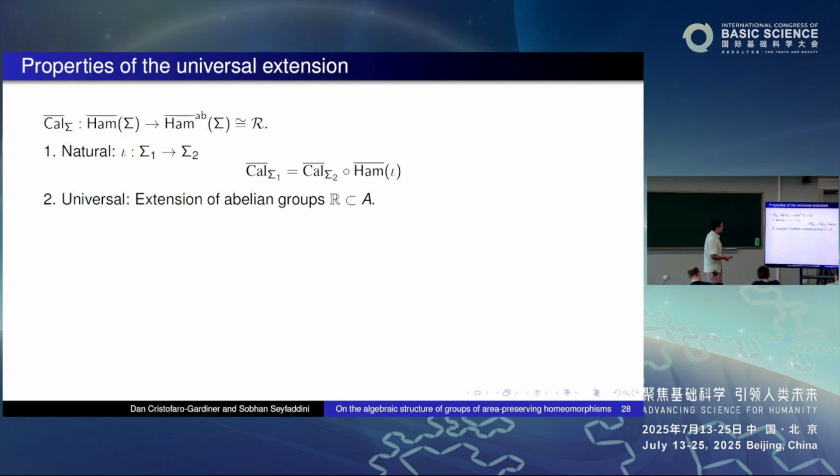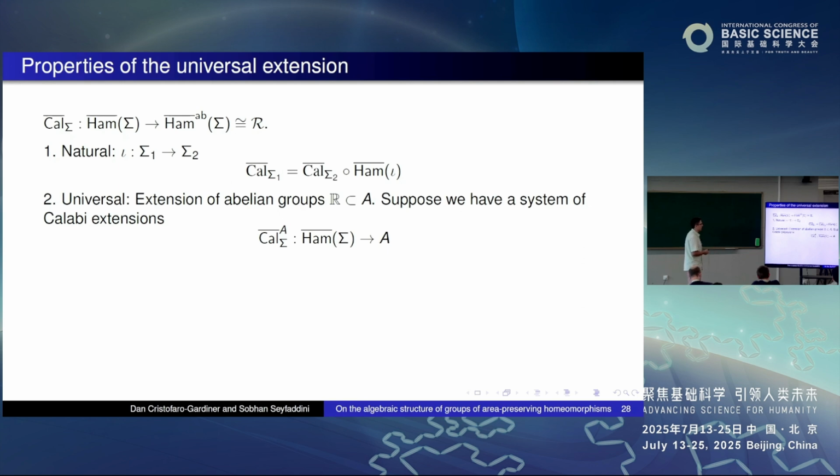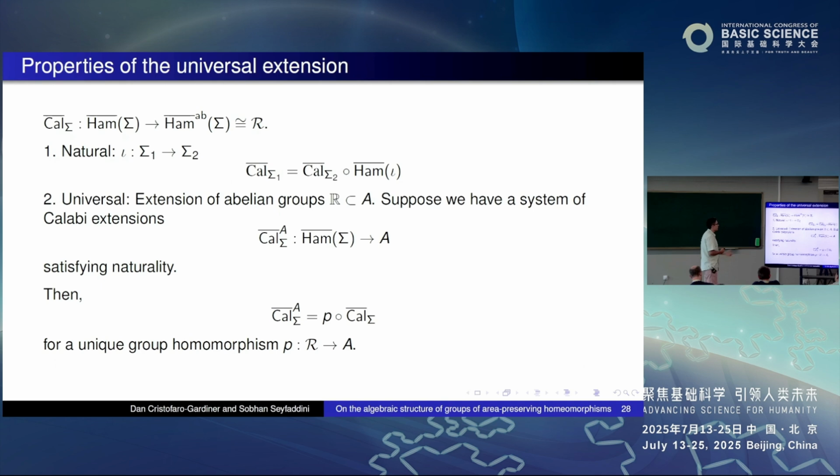So imagine that you have an extension of an abelian group. That's A, and the real line sits somehow in there, so it extends the real line. And suppose you've constructed a system of extensions of the Calabi invariant, which takes values in this abelian group A. I'm assuming that I have one extension for every surface. Now, if these extensions satisfy this naturality property above, then they must all come from this universal extension.